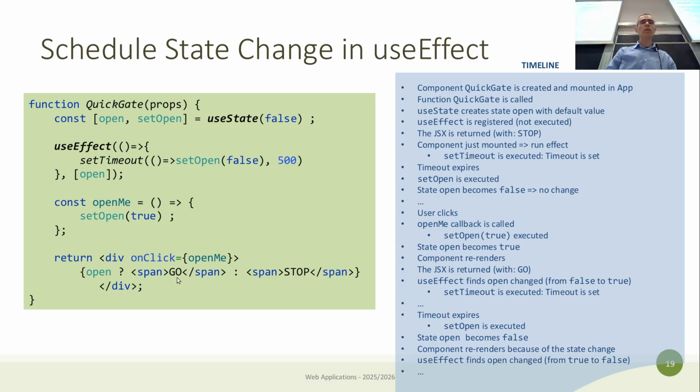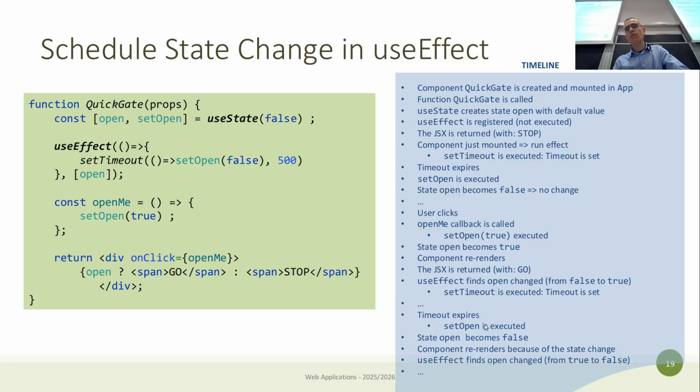Immediately see the go. And then, again, the useEffect has registered a set timeout, set open false after 500 milliseconds. The useEffect first finds the open has changed, so it registers the callback. Then the open has changed, went from false to true, and so the set timeout is executed.